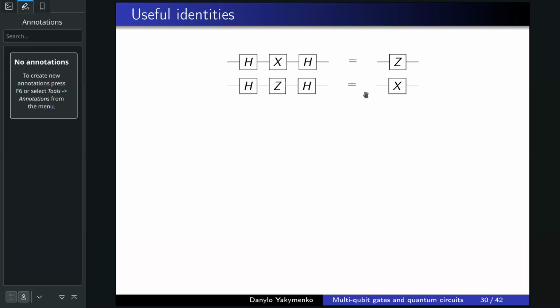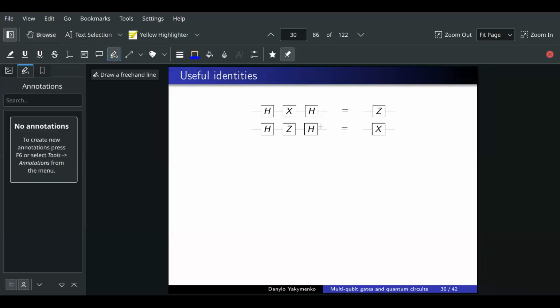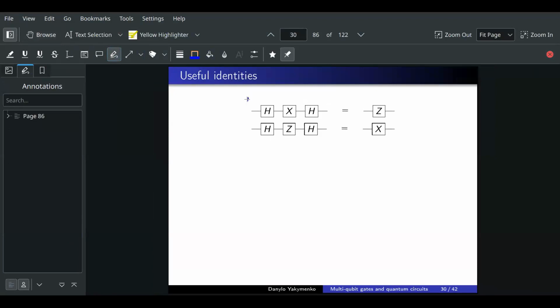And I also just want to show you how it is possible to transform identities to other identities. So just a moment. Now, since we have this first identity, we can multiply it on both sides by H here and H here. This means that we can multiply similarly by H here and H here.